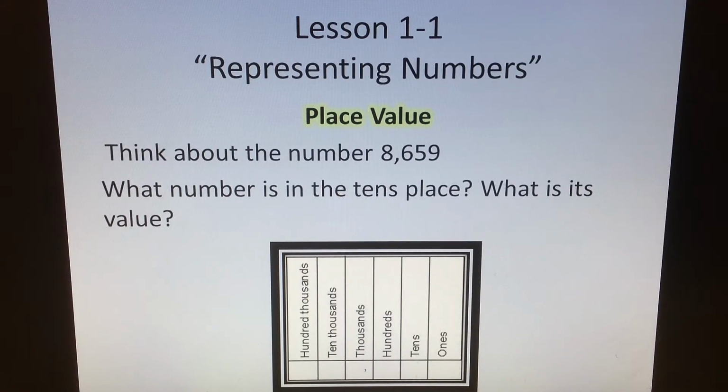Think about the number 8,659. What number is in the tens place? The number 5 is in the tens place. What's its value? Its value is 50. What number is in the ones place? The number 9 is in the ones place. What is its value? Its value is just 9.